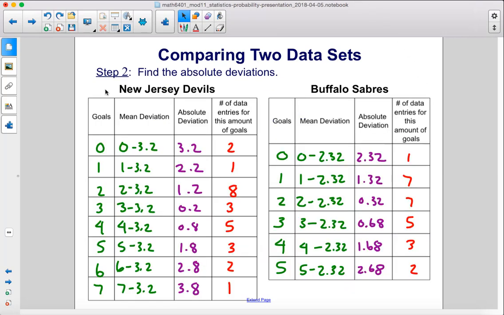Step 2, find the absolute deviations. Alright, so for each amount of goals scored, we have the absolute deviation, and we have the number of data entries for this amount of goals. So there were 2 games where there were 0 goals. There was 1 game where there was 1 goal. There were 8 games where there were 2 goals, and so on for both teams. So we have our absolute deviations and our number of times that we're going to include those in our average.